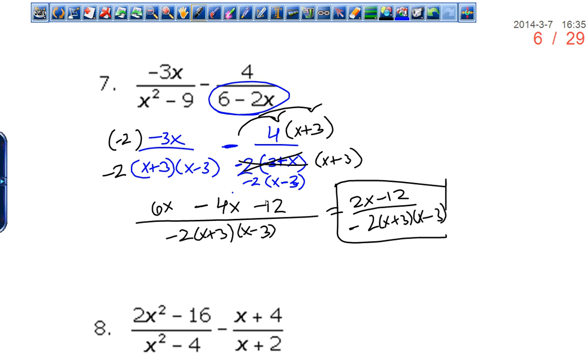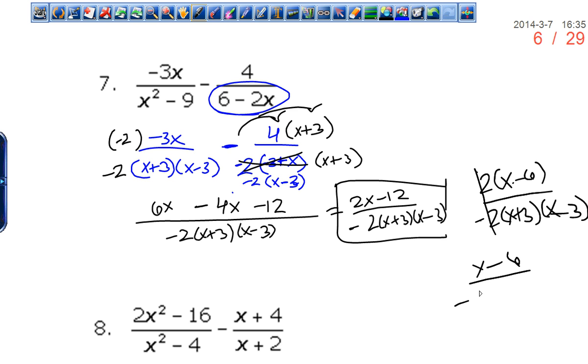Then I'm combining like terms and subtracting. Get that. You can factor out a 2 if you want, so then 2 times x minus 6, and then -2 times x plus 3 and x minus 3 if you want. You cancel those out, and so you're going to get x minus 6 over negative x plus 3 and x minus 3. That's kind of a little more higher level advanced stuff, but you got it.